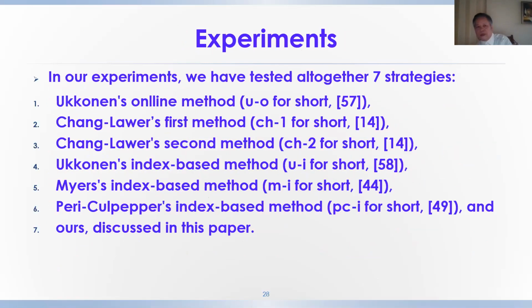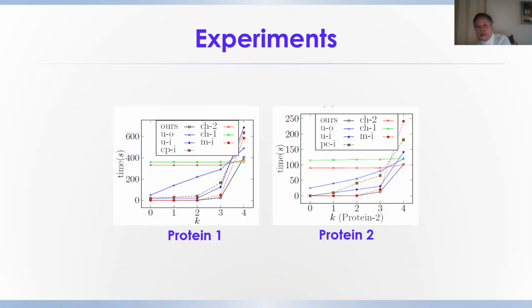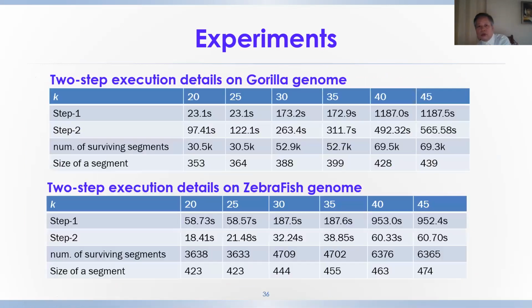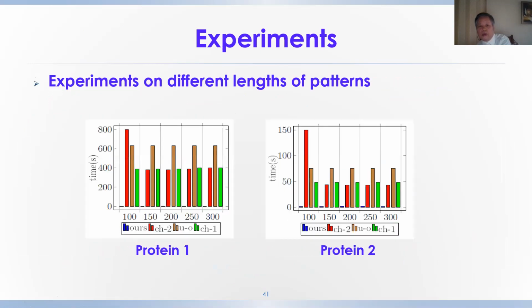Here I would like to say something about experiments. In our experiments, we have tested altogether seven different strategies. The first three are all online methods, while the remaining four methods are index-based. We have done a lot of tests in our experiments. Due to time limitation, such test details cannot be reported here.